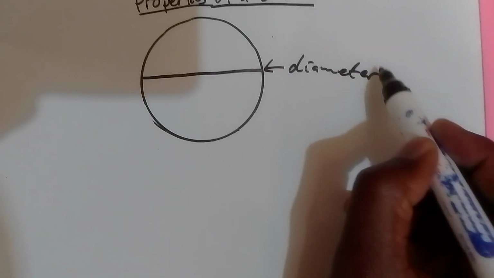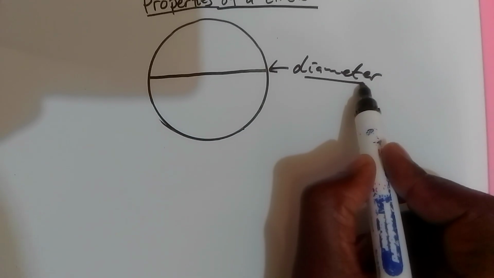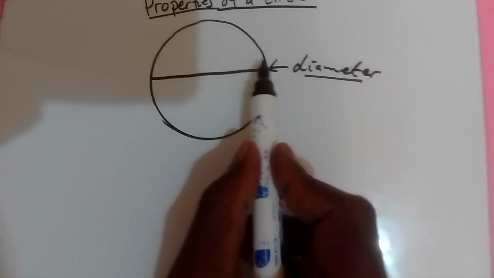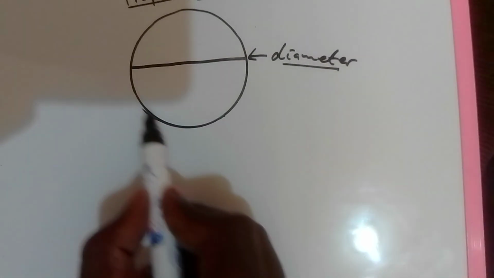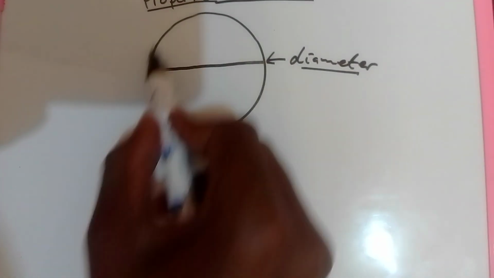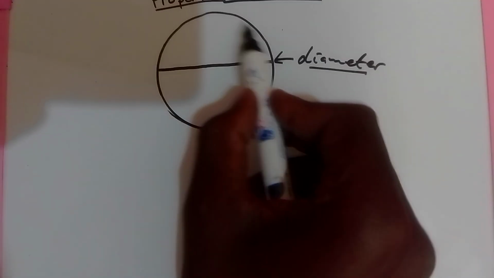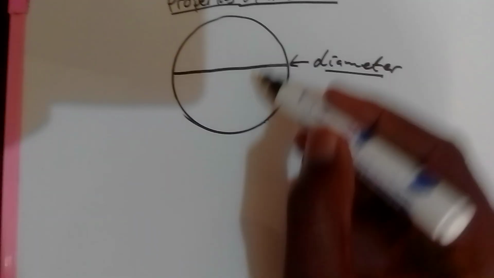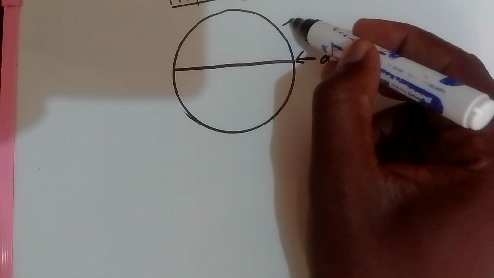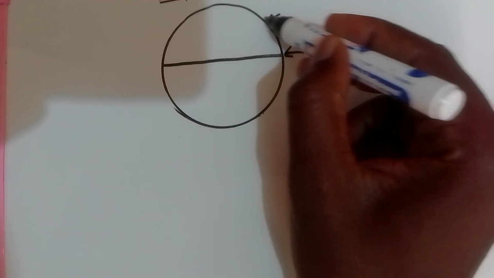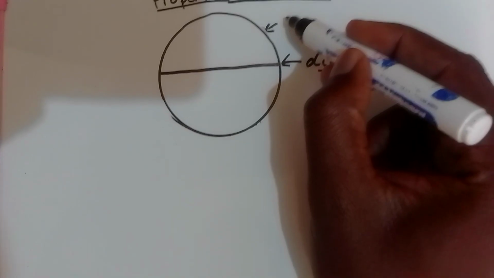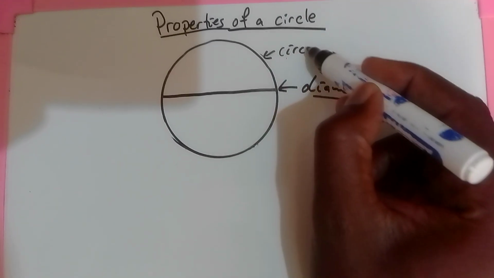And in my definition of a diameter, I spoke about a circumference. What is circumference? The distance right round a circle is what is called circumference. So if I'm at this point, is circumference, circumference, circumference. So I'm going to label it here that the outer part of a circle is what is known as the circumference.